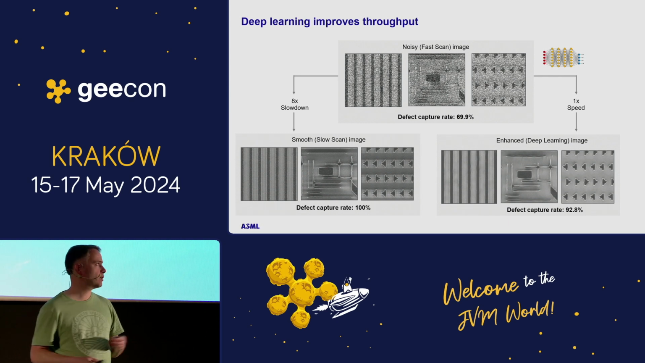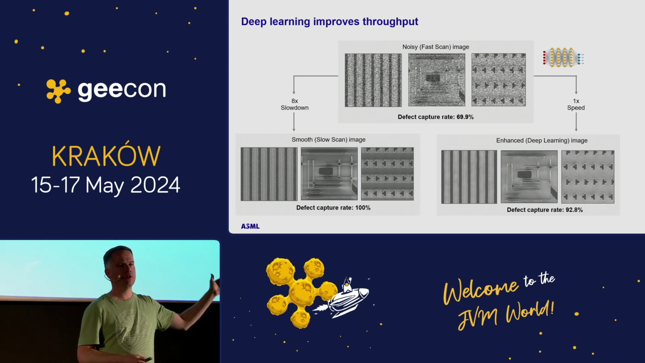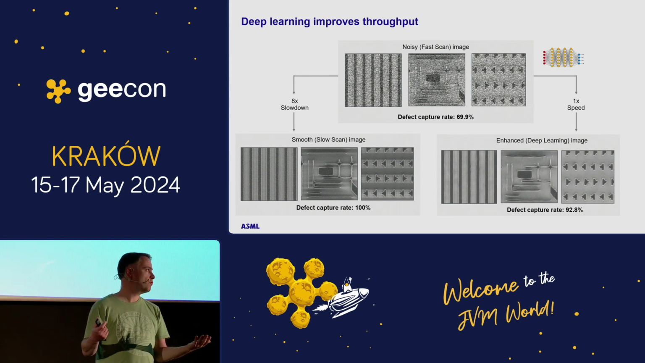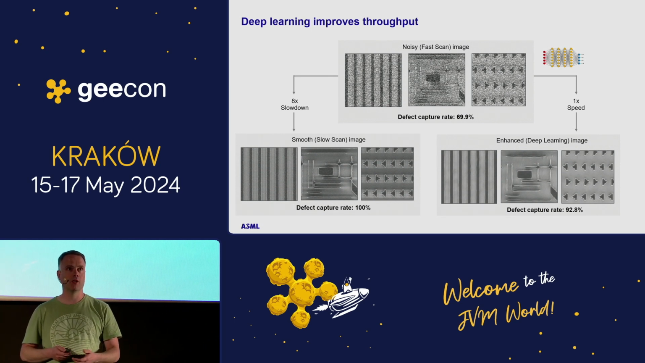And actually, my colleagues found a way to use deep learning, so they could use the same speed and almost capture 93% of the defects. So this is basically combining both things, right? Both a high defect capture rate and still having a fast speed so that you can check more wafers in the same time.